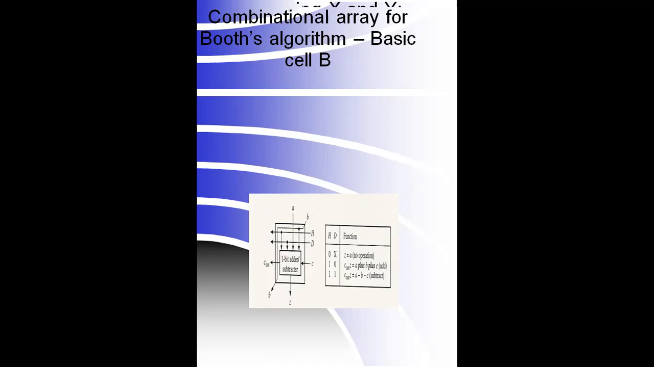Similarly, if H is 0 and D is don't care, that is either 1 or 0, then simply the value of A alone is given. Okay, so it is based on the H and D value. This is what Booth's algorithm says: H and D decide whether we have to perform addition or subtraction, or whether it will perform no operation.